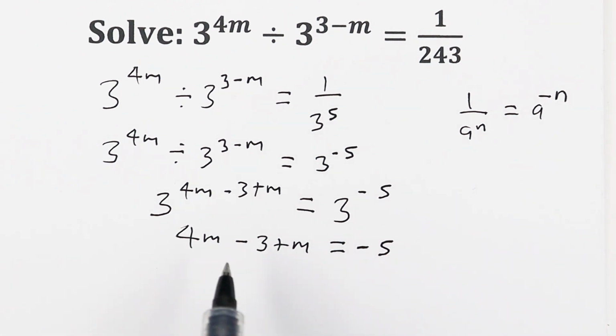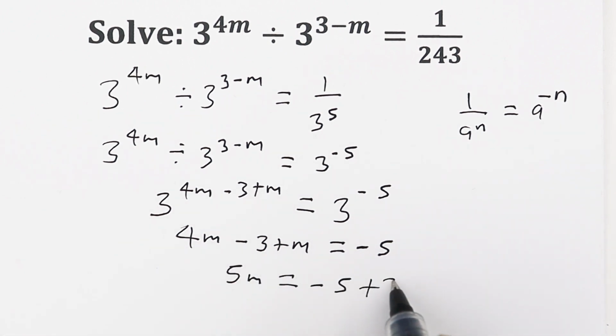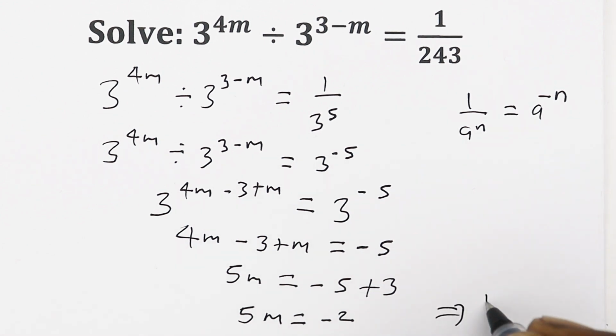So let us just collect like terms. You have 4m plus m, that is 5m, that is equal to minus 5 plus 3, so that is 5m is equal to minus 2. So this just means that m is equal to minus 2 over 5.